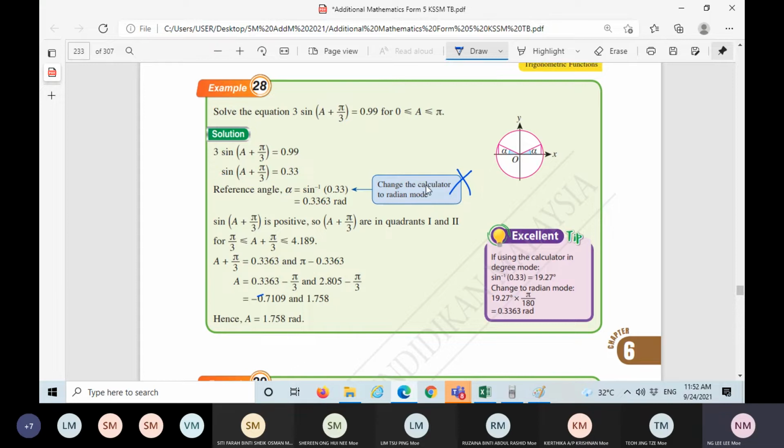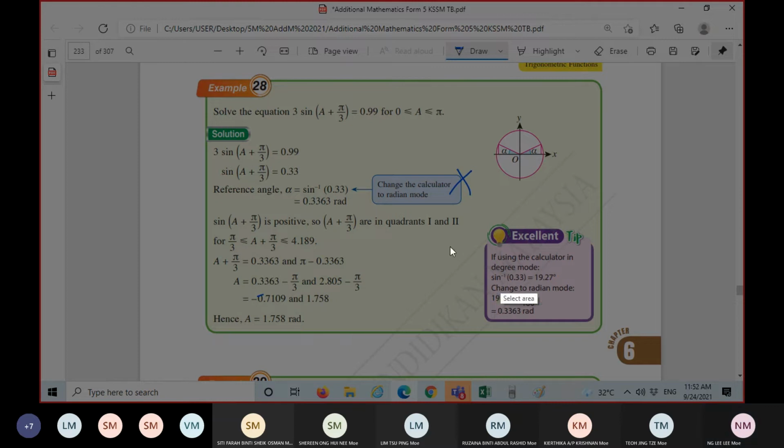Okay, if you really want to change your calculator to radian mode, please remember to change it back. After that, any question that you do, all will follow radian mode and all die. Okay, all will be wrong. So for this question, what I'm going to do is this way.